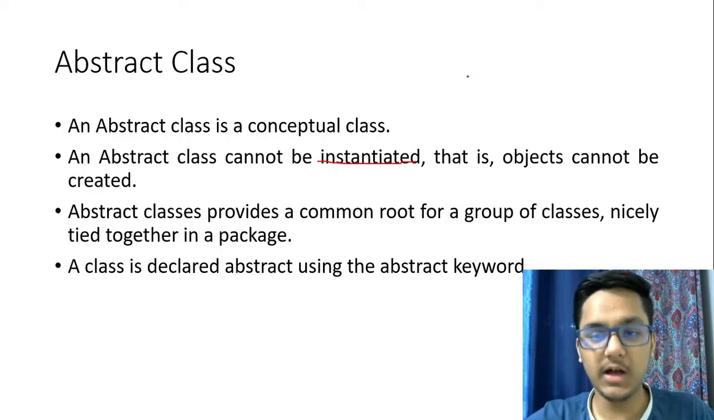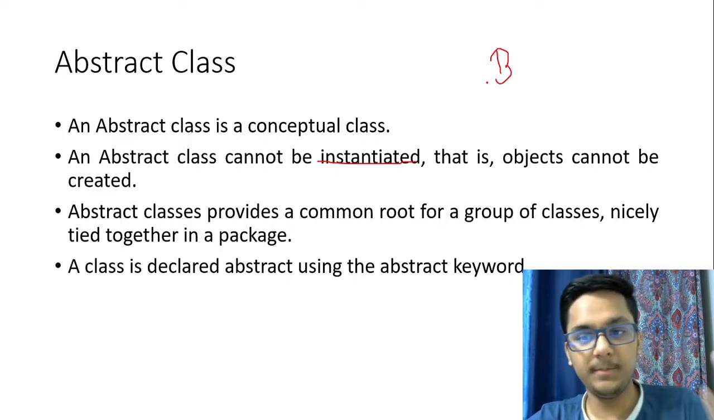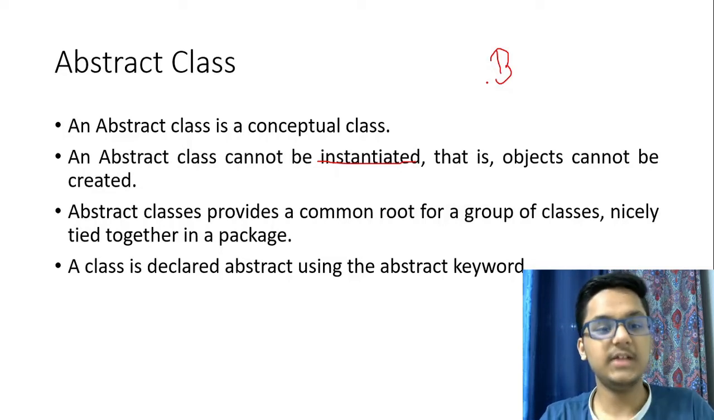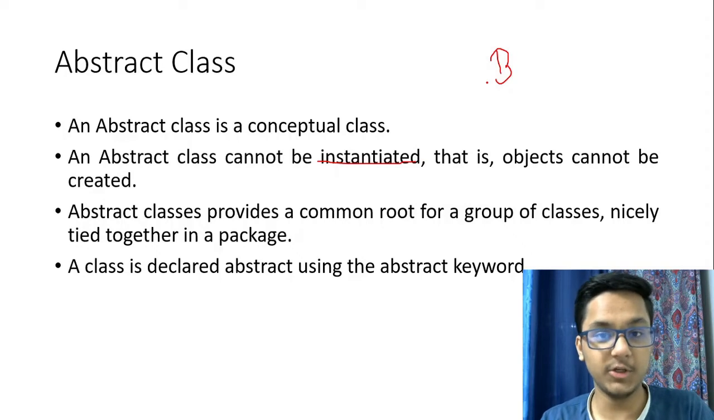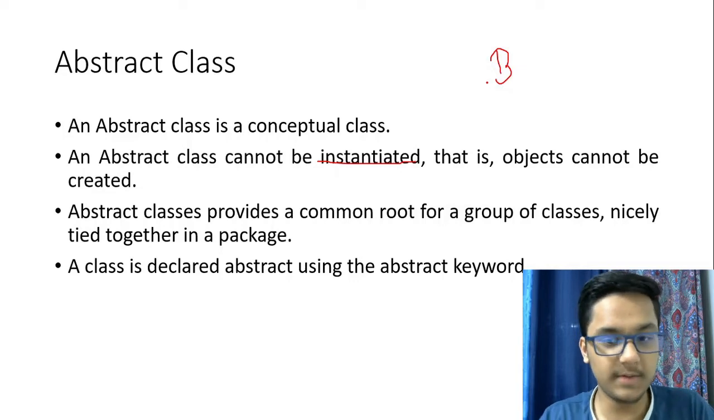So let's say I have a class B. I cannot create an object, B obj = new B(). I cannot create an object of this class. This is the use of an abstract class. So if you don't want a class to be instantiated, that is, you don't want objects to be created of that particular class, you can declare it as abstract. And this is useful in many cases when you later on write your programs.